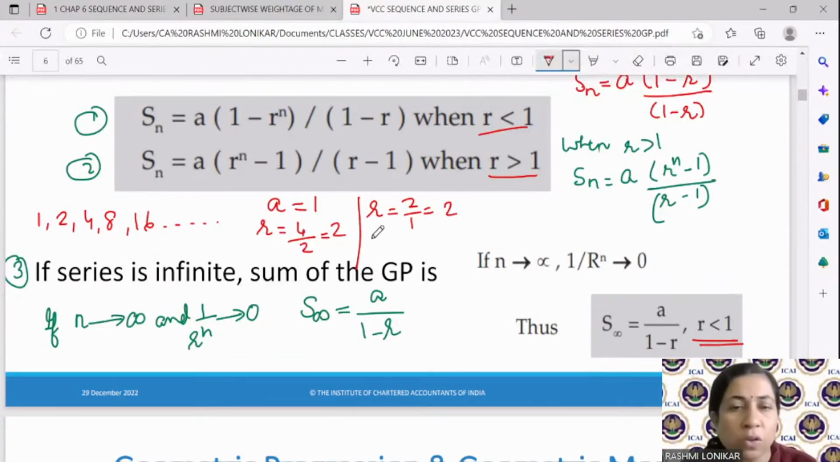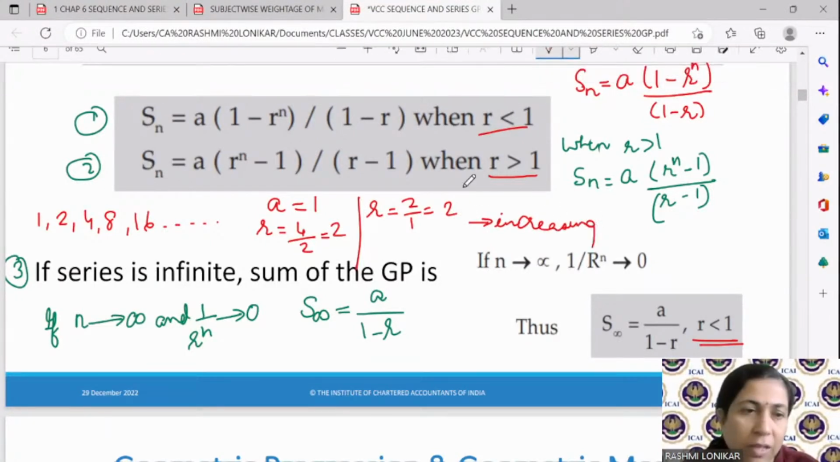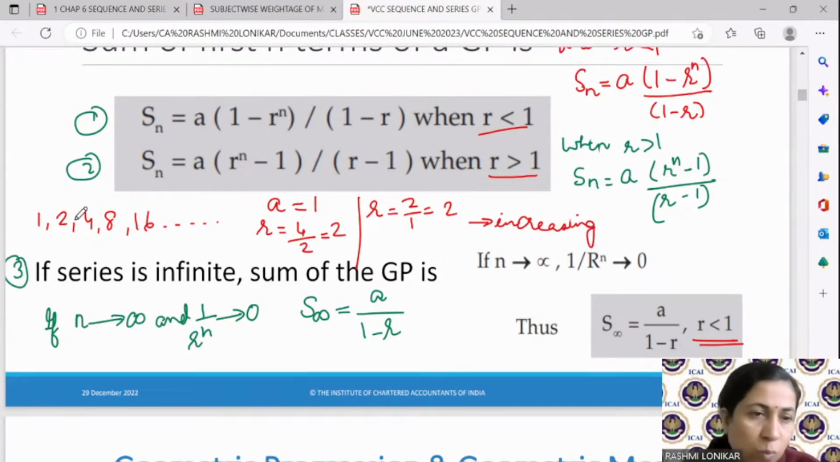So what happens is when I try to find the sum of this, this goes on increasing. Can you see? The numbers are increasing. 1, 2, 4, 8, 16. So they are going on increasing. So to find the sum is not possible.